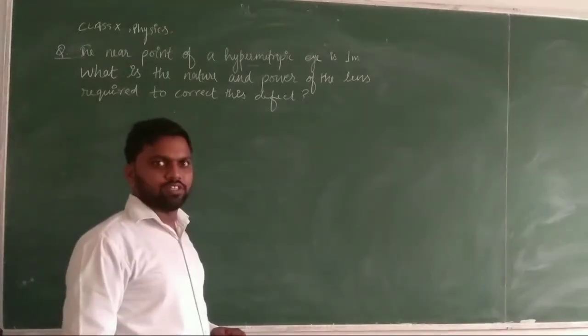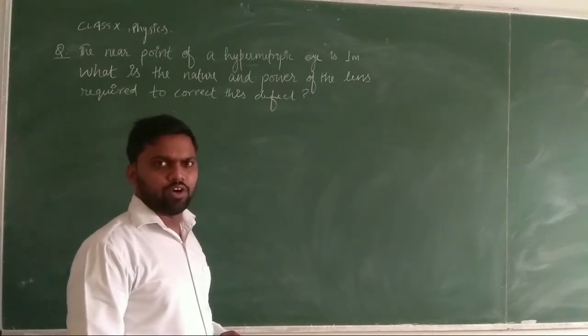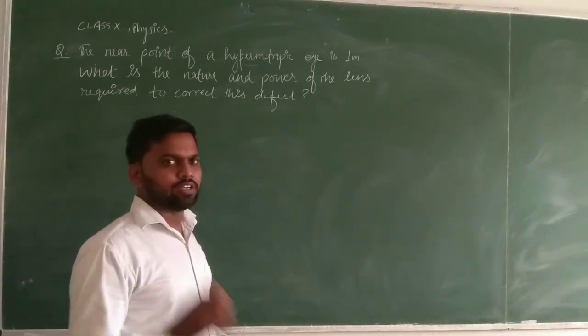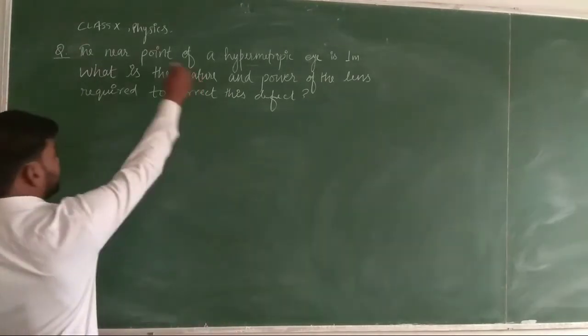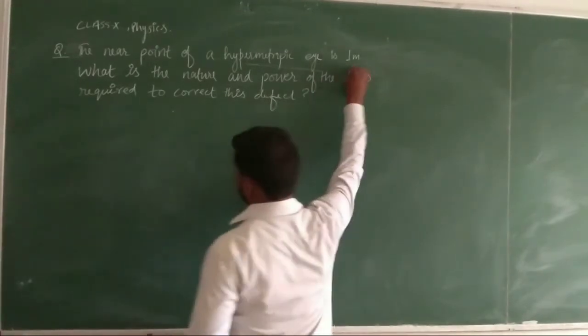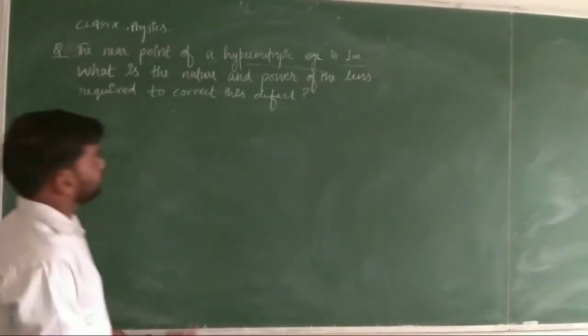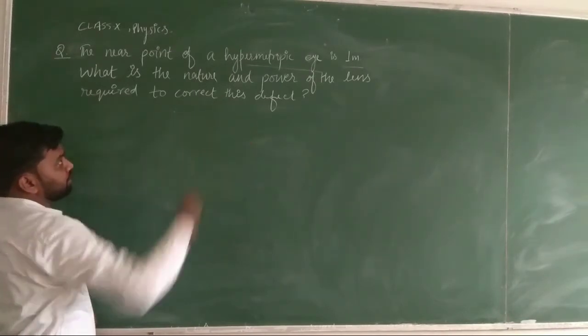Hello students, here we will solve a numerical based on hypermetropia of class 10th human eye in colorful world. Okay, so here is the question. The near point of a hypermetropic eye is 1 meter. What is the nature and power of the lens required to correct this defect?